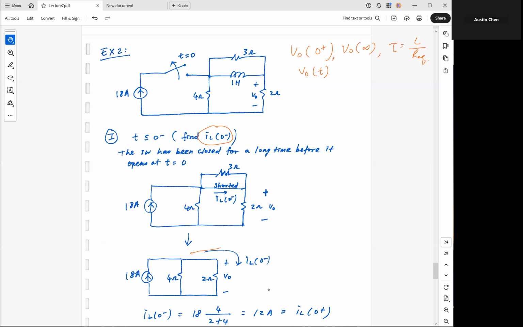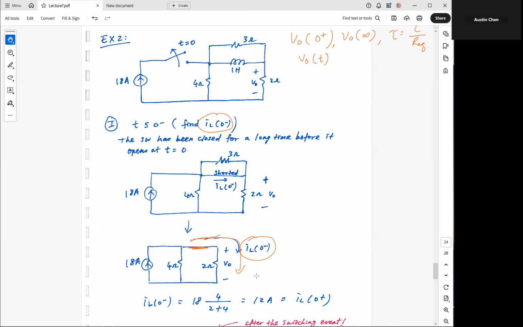This is my short, and this is the current path. And this is IL at 0 minus that we need to find. Again, simple current division will do. So we take 18 times 4 over the sum to find IL at 0 minus. So we got 12 amp. And from the property of continuity, we know IL at 0 plus is the same as IL at 0 minus.